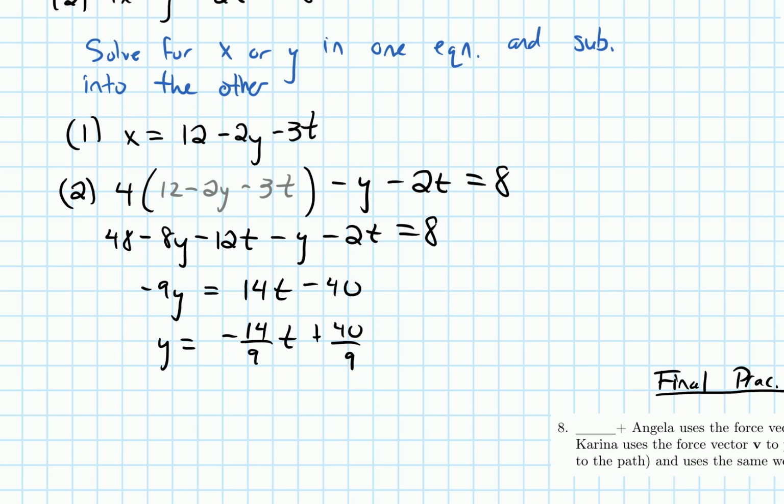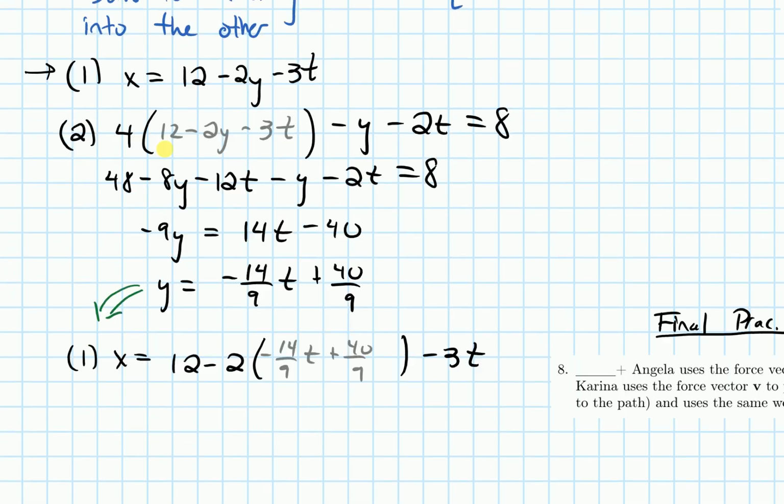Okay, so finally we have y as a function of t. That's the type of thing that we'd need for the parameterization. So now we could take this and substitute it back into our equation for x. So we end up getting x equals 12 minus 2 times y. So 2 times y is 2 times negative 14 over 9t plus 40 over 9. And then on the outside, sorry, I still have that minus 3t.